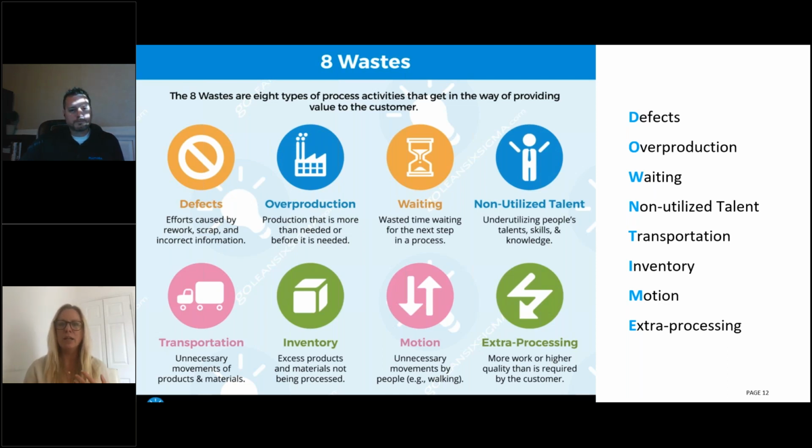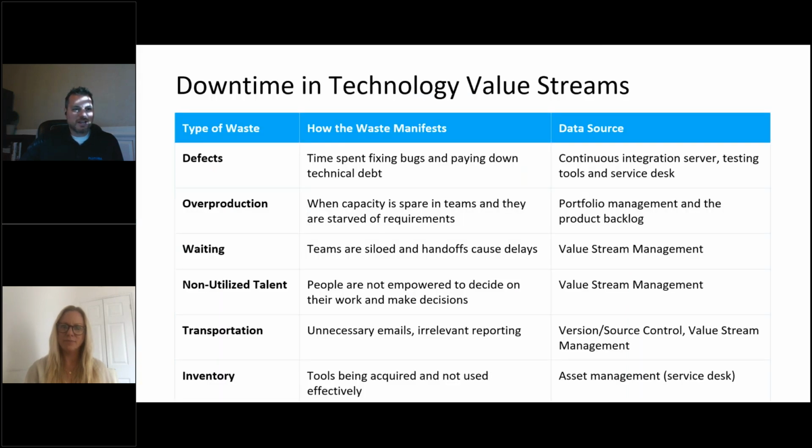So we look at this, and the audience is probably looking at it going, well, it's all very well, but how do we apply this to our technology environment? Because we're not a manufacturing factory. That's right, which kind of takes us here, to say, where does this data come from? How do you figure that out?